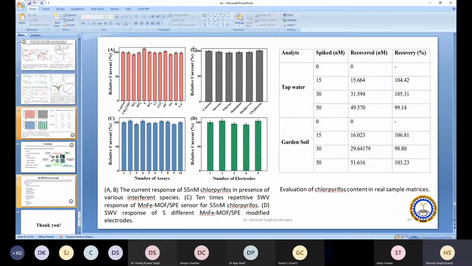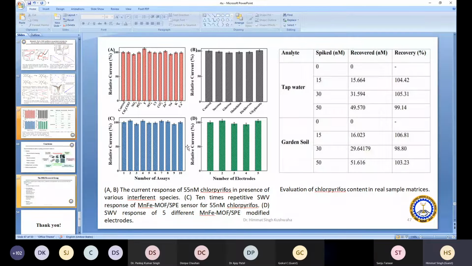The same experiment was performed in presence of different pesticides, glucose, and sucrose. So the sensing ability of the developed sensor is not affected in presence of the other pesticides also. So it's showing the selectivity and the sensitivity of the developed sensor.